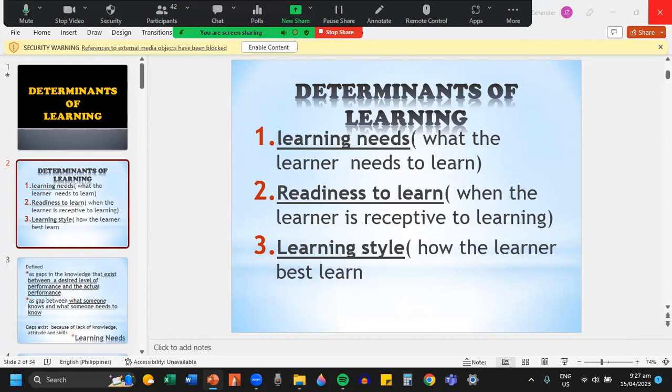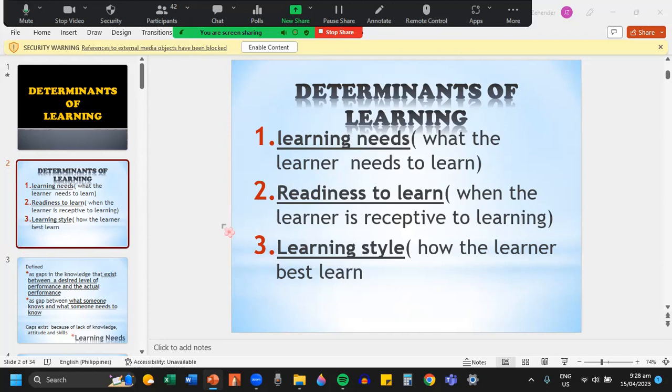So as a teacher, you have to be particular or you have to consider the readiness of your learner. Because hindi magiging effective yung lessons, yung teaching strategies ninyo if in the first place your learner is not interested or not ready to take in your lesson. Sorry for that, a slight disturbance, pumasok yung nephew ko.